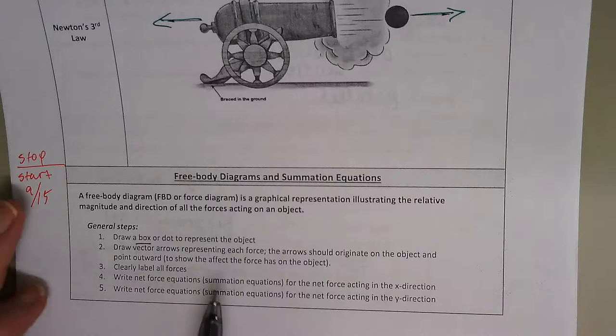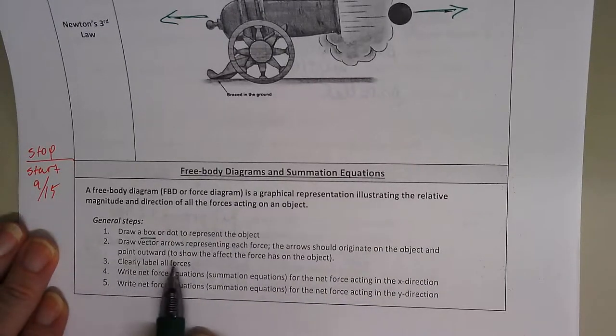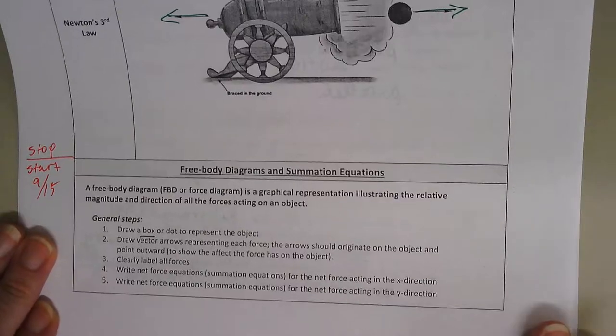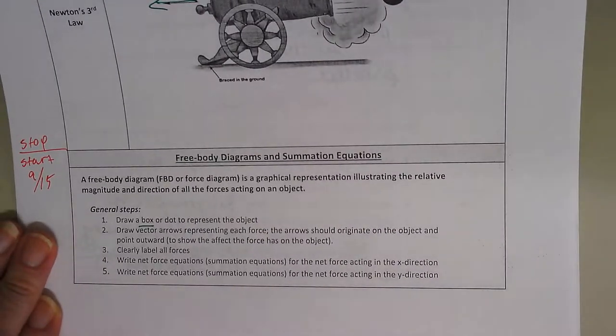You want to draw vector arrows representing each force. The arrows should originate on the object and point outward to show the effect the force has on the object. So always draw the arrows out of the box. Don't draw them in towards the box, okay? Label all the forces. So they're all going to be Fs. Which type of F is it? Is it an FA, an FT, an FG, an FN, an FF? What kind of force is it? You have to label them.